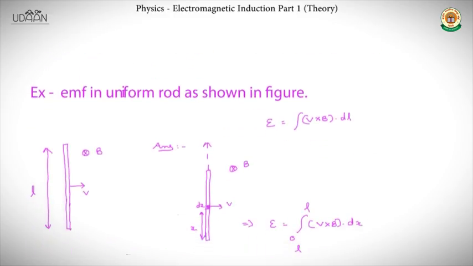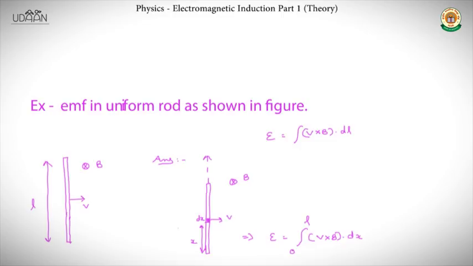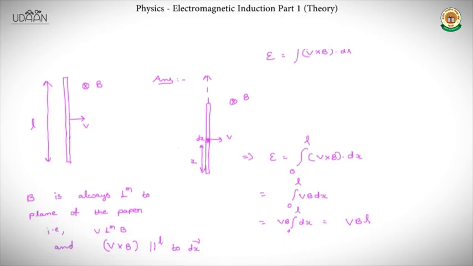We'll go to the next topic. I'll explain this formula with an example. I'll consider a rod of length L which is moving with velocity V, and it is placed in such a way that the magnetic field is perpendicular to the rod. So if it is moving in such a way, first let me consider a dx part of the rod placed at a distance h from the bottom.